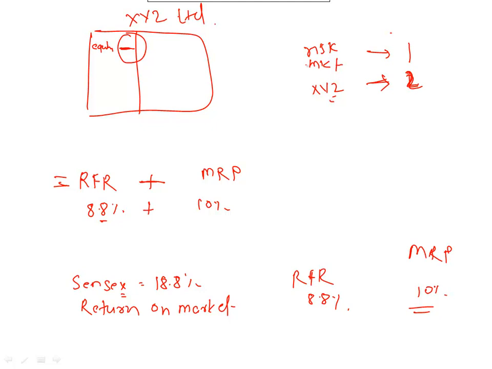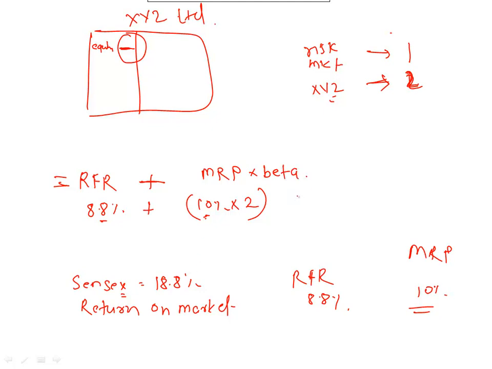So what does it mean? If Sensex increases by 10%, XYZ will increase by 20%. But if Sensex decreases by 5%, XYZ will decrease by 10%. If Sensex decreases by 30%, XYZ will decrease by 60%. So this XYZ is 2 times more volatile than the overall Sensex. Compared to a market risk of 1, the risk of XYZ is 2. So if for one unit of risk the entire market is earning 10%, since I am taking 2 units of risk, I want to earn an extra 20%. So market risk premium into beta of the stock.